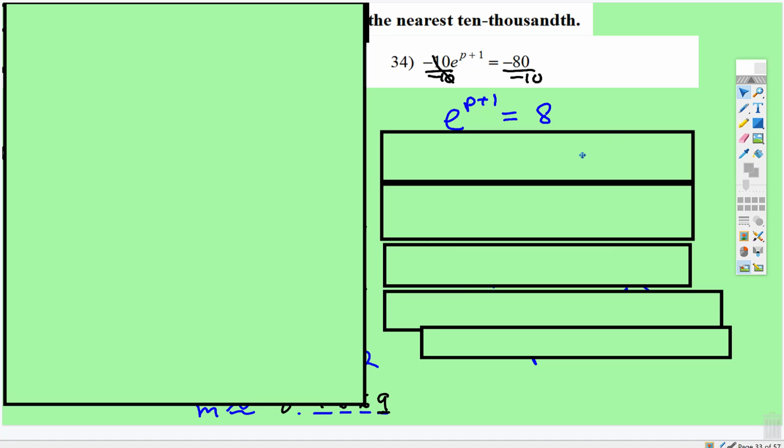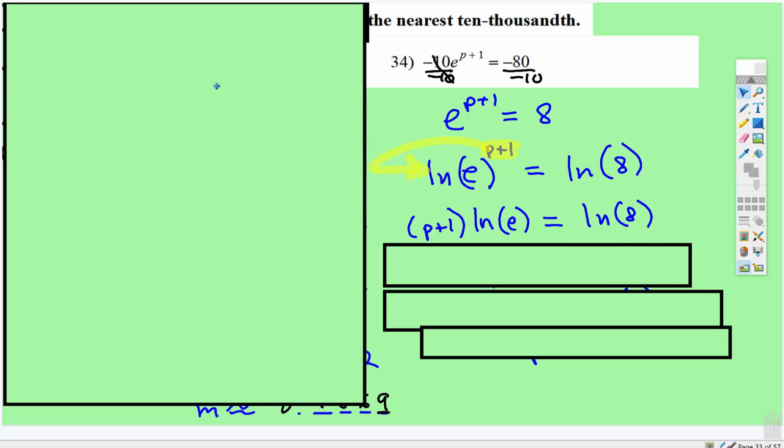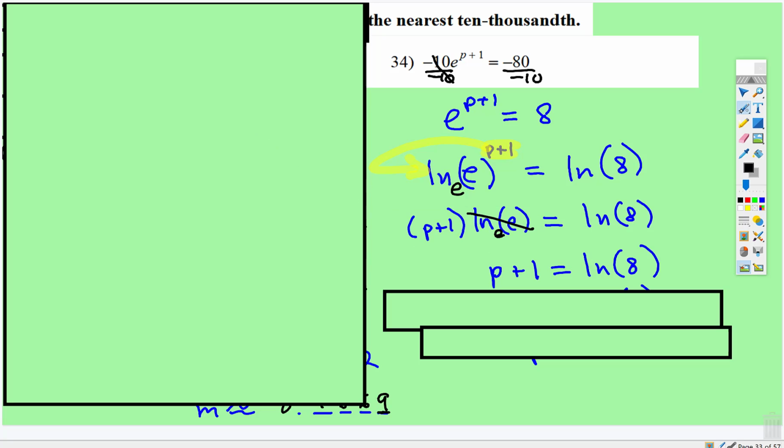So take the log of both sides, but because the base is e, we're going to take the natural log, and then this exponential phrase, because we use the law of exponents, comes down in front. So that phrase is p plus 1 times ln of e. Well, the ln of e, remember, that's the invisible base of e. So when the base and the value are the same, it cancels to 1. So we have p plus 1 is equal to the ln of 8.